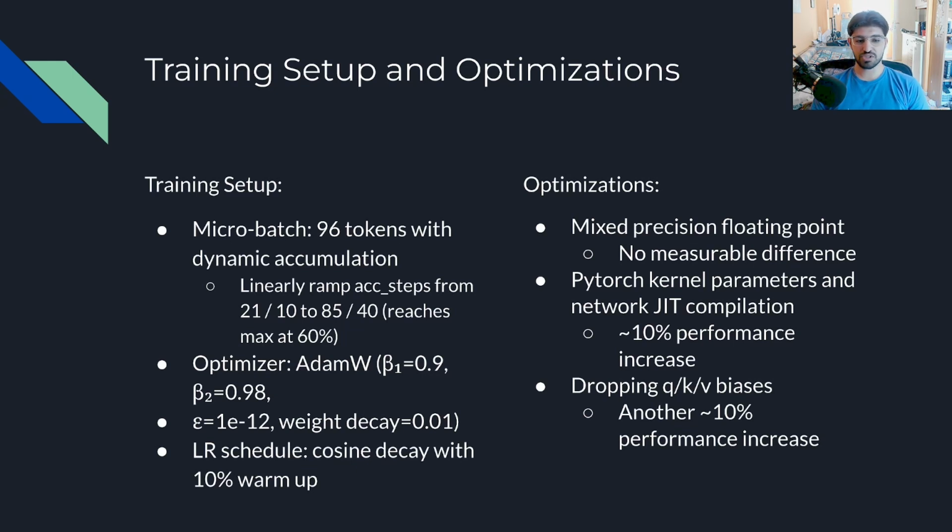Further optimizations include using mixed precision floating point numbers with no measurable difference in performance, using PyTorch kernel parameters and compiling the network with just-in-time compilation, resulting in a 10% performance increase, and finally dropping the query key value biases, resulting in another 10% performance increase, for a total of 20% performance.